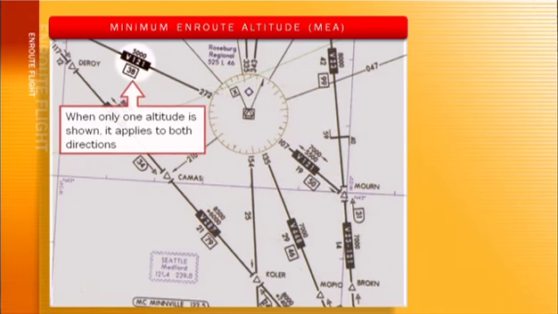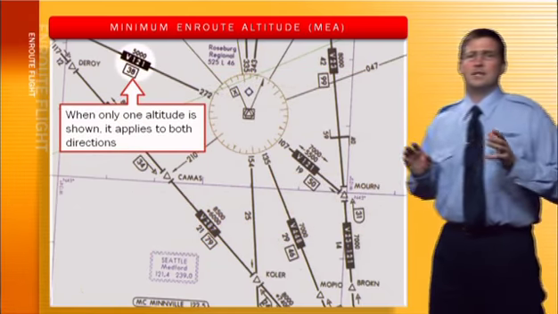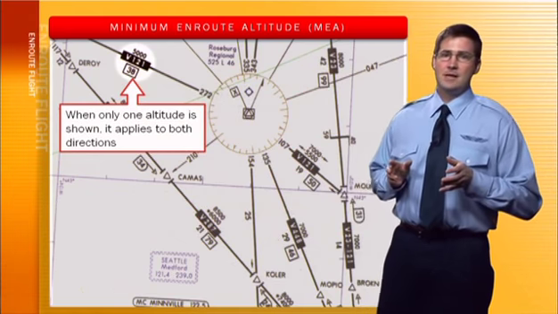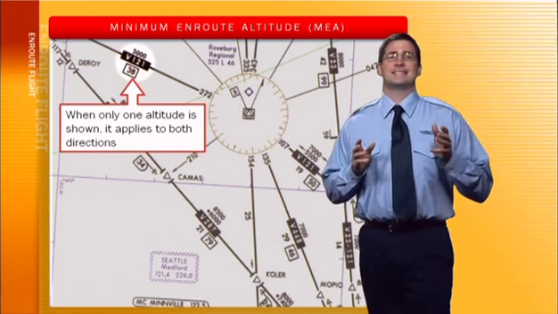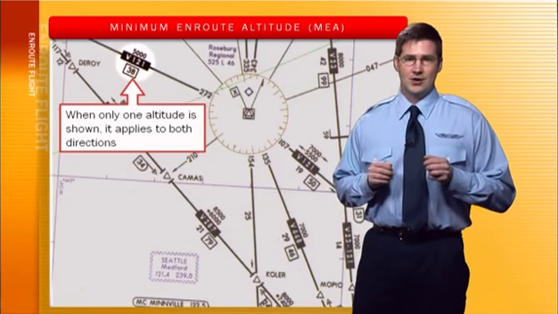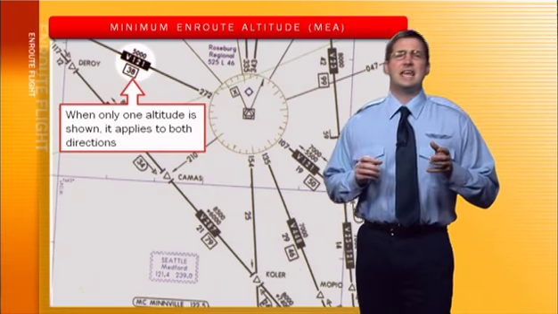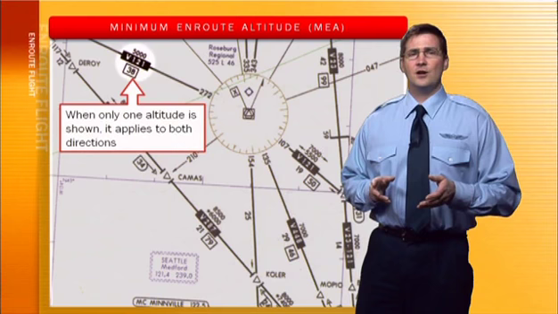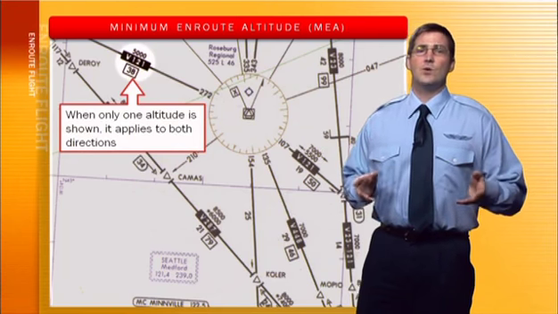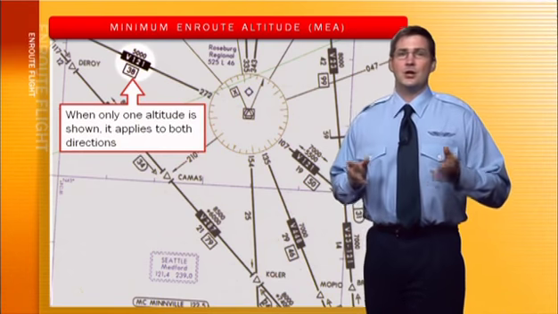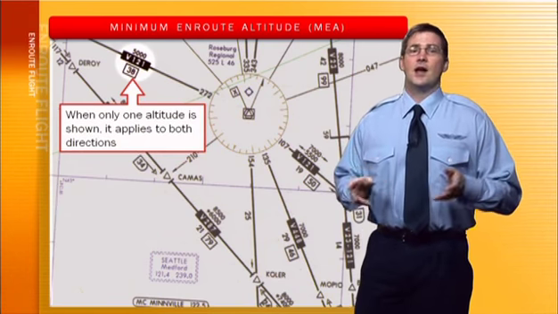When only one altitude is shown, that altitude applies in both directions along the airway. If there is only one MEA for the route segment, it is shown as a single number. Now, below the box, the length of the segment is shown in nautical miles. The MEA guarantees navigational coverage at that altitude, but does not guarantee communication coverage. So be aware, in some areas of the country, you may have navigational coverage at the MEA, but no communication coverage.